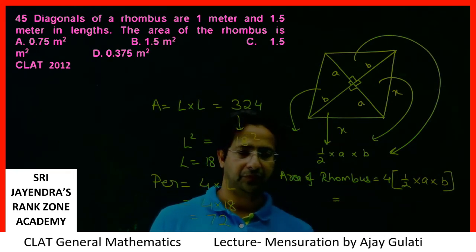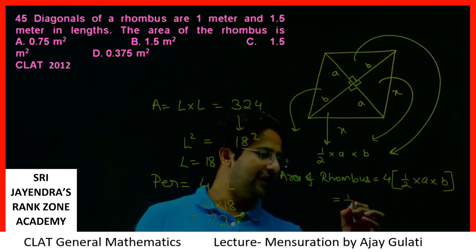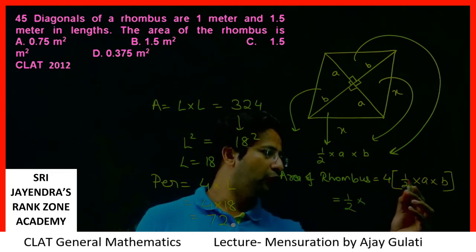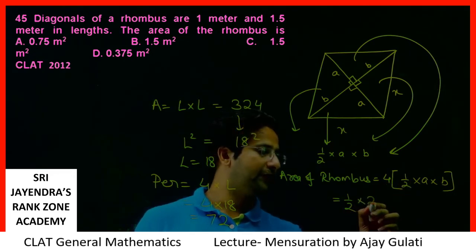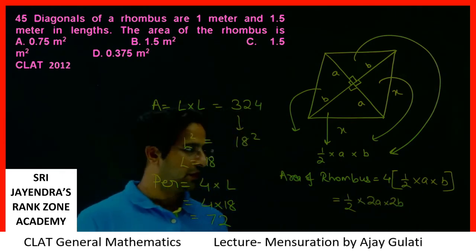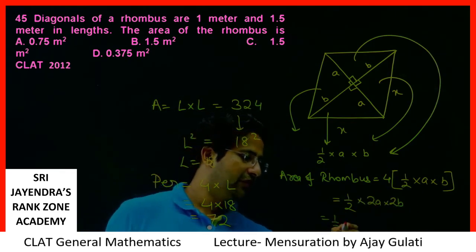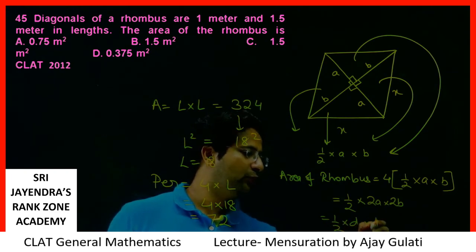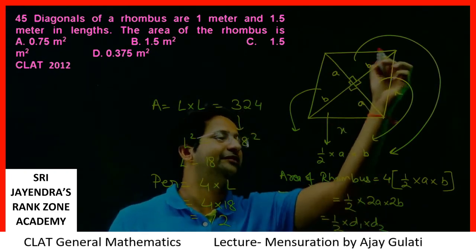Now, I can write this as half into 4. I can write 2 into 2. So this will become 2A into 2B. Okay. So half into 2A is what? Diagonal 1, 2B is what? Diagonal 2. This is diagonal 1, this is diagonal 2.